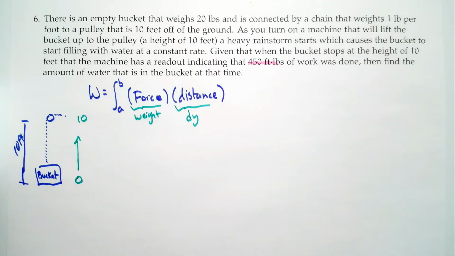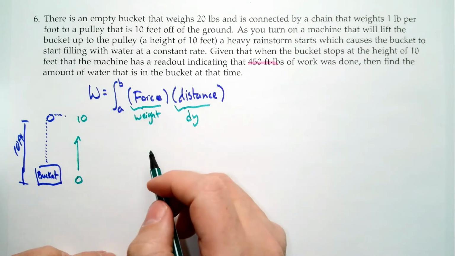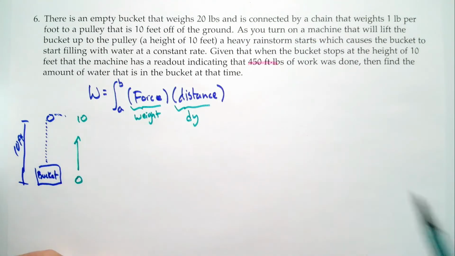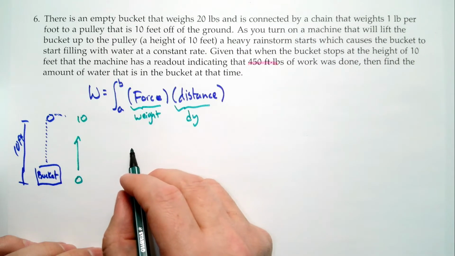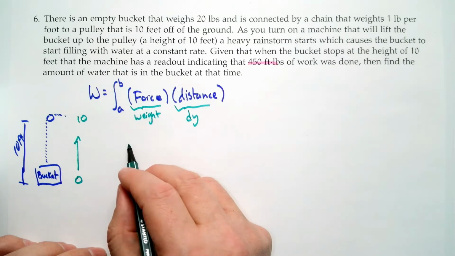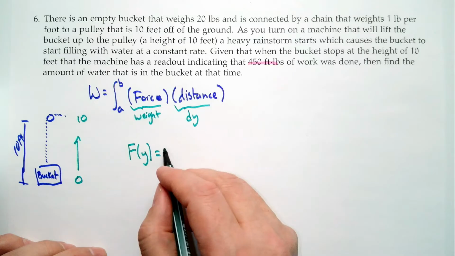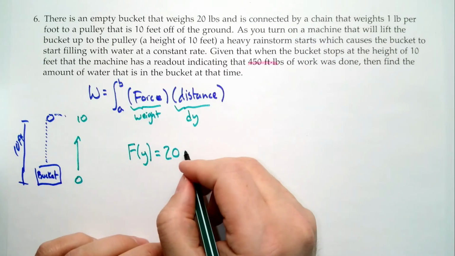So let's think about our weight. So what contributes to our weight? The bucket, the chain, and the water. So there's 3 things contributing to our weight. So we should figure this out. So we have the following. The bucket, initially, so I'll do our force at a particular value y. So how much does the bucket weigh? 20 pounds. Okay, and that doesn't change. The weight of the bucket doesn't change. Now the weight of the water changes, but the weight of the bucket doesn't. So that's always 20. How much weight will the chain be?